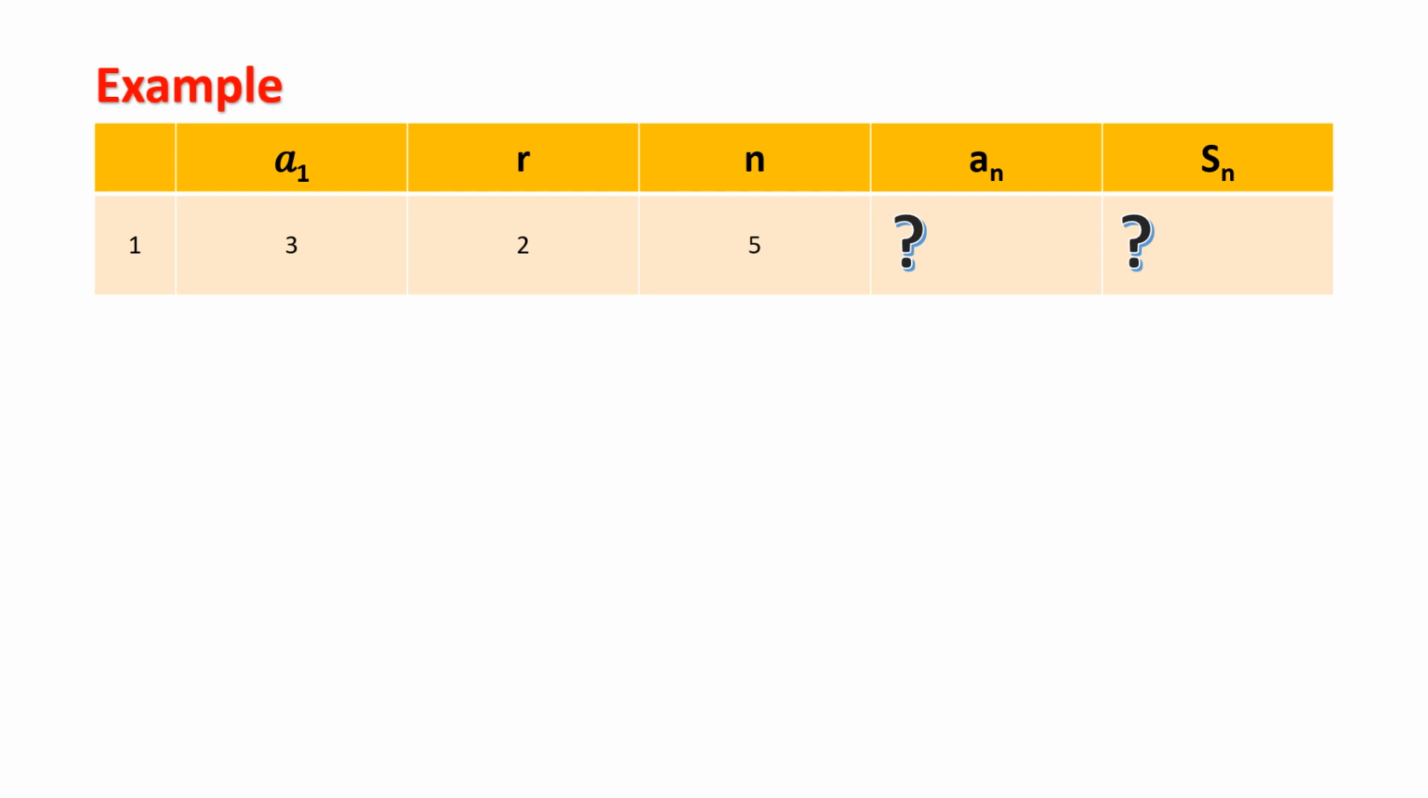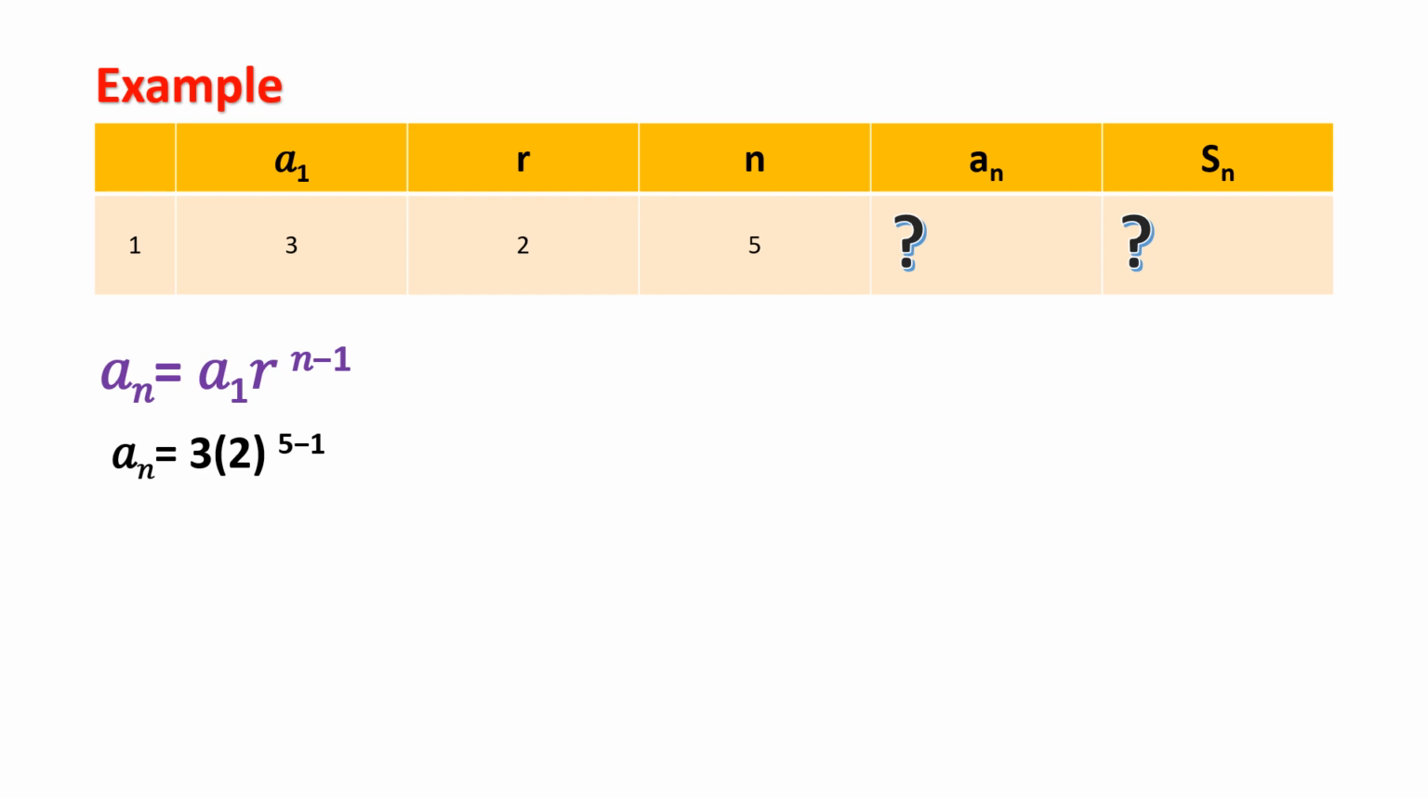So to solve for a sub n, we'll be using the formula a sub n is equal to a sub 1 times r to the power of n minus 1. All we have to do here is simply substitute the values of a sub 1, r, and n. So we have here a sub 1 is 3, r is 2, while n is 5.